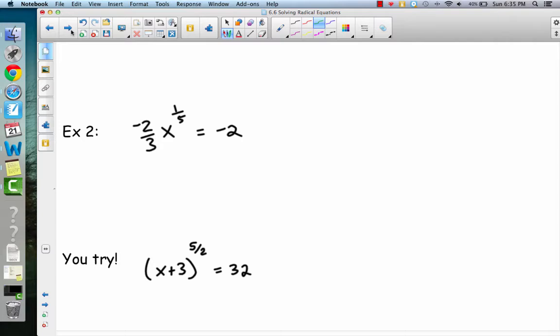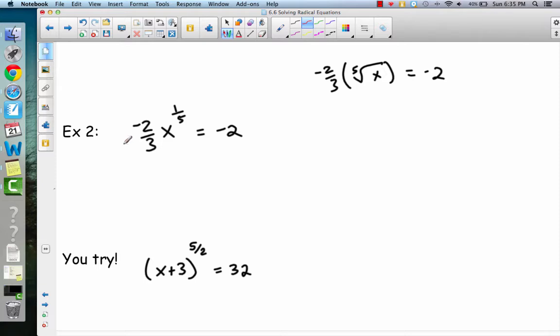It says negative 2/3 x to the 1/5 equals negative 2. Just like before, if I wanted to write it in radical form, this would be negative 2/3 times the 5th root of x equals negative 2. Well, how would I get that root by itself? I have to get rid of the negative 2/3 first. So that's what I'm going to do over here.